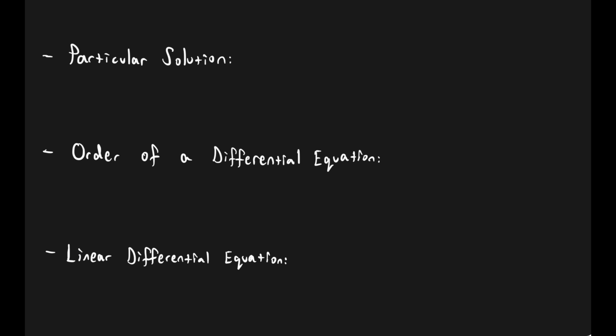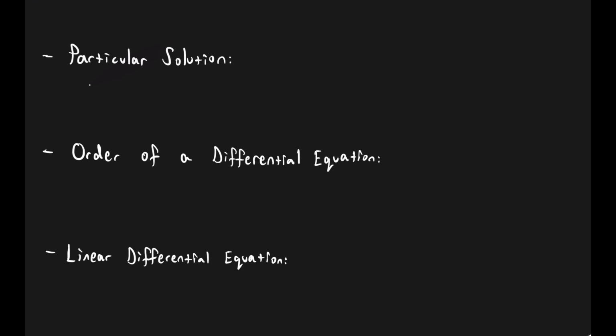Now, a particular solution is the exact opposite of this. Instead of finding a general solution to a differential equation that could go through many points on a graph, we're finding an exact function y of x that satisfies an ODE that has a specific requirement on it. Let's see what that means.